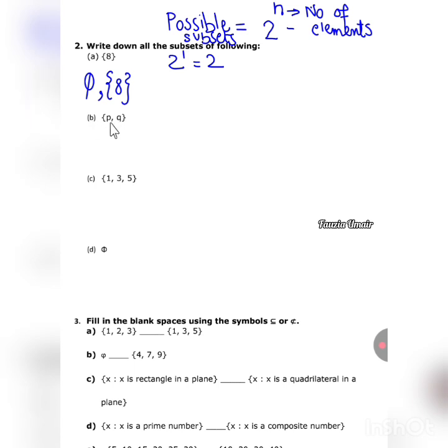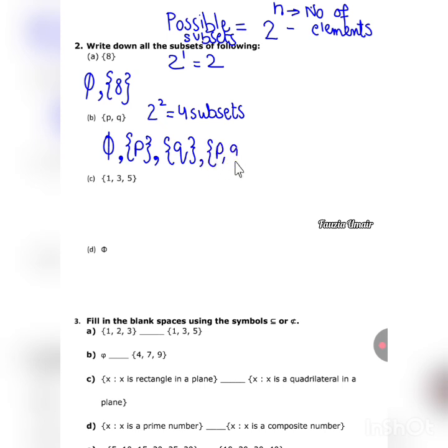So now comes the B part. There are 2 elements, so 2 raised to power 2. We need 4 subsets here. Now we need to write down 4 different subsets. First is the empty set, because the empty set is a subset of all sets. Second, we can write down only P. So let's write down the singleton sets: just P, then just Q, and then lastly the set itself, {P, Q}.